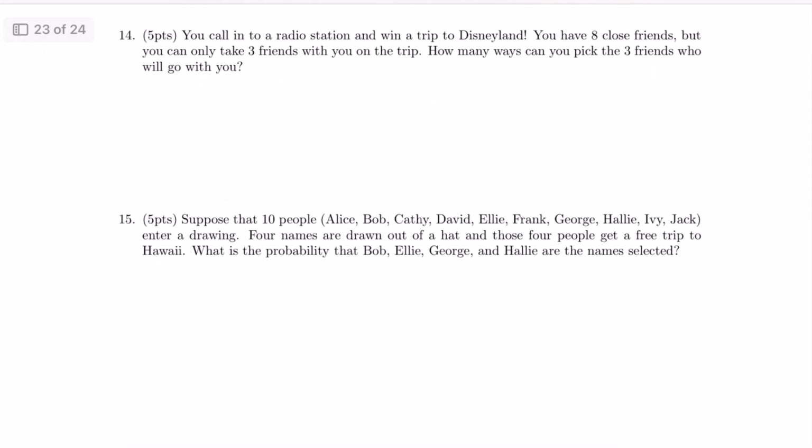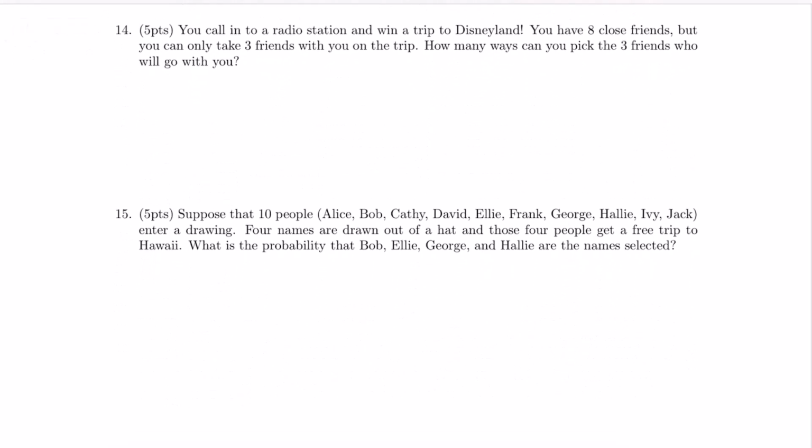And then on question 14, it says you call into a radio station and win a trip to Disneyland. You have 8 close friends, but you can only take 3 friends with you on the trip. How many ways can you pick the 3 friends who go with you? So notice on this one, you're not asked to find any probability. You're only asked to find the number of ways. So our answer should end up being a whole number, and it will be a relatively big whole number.